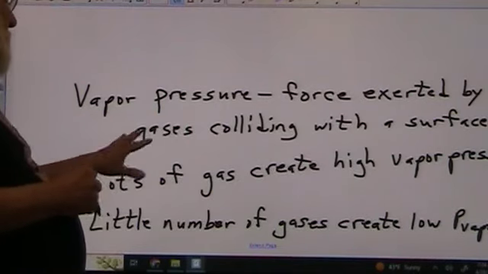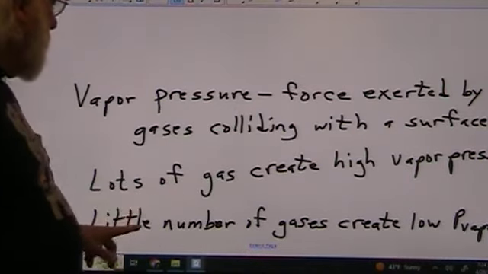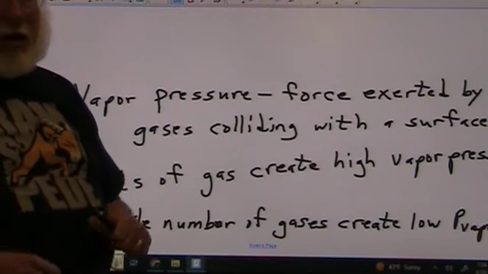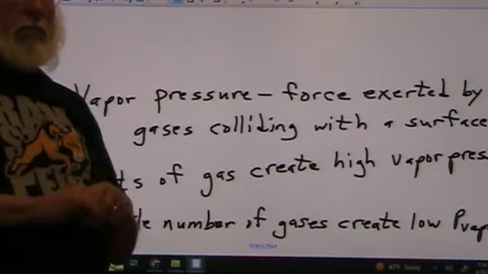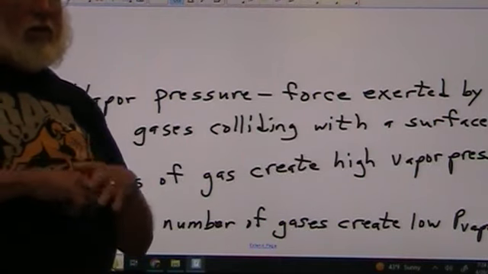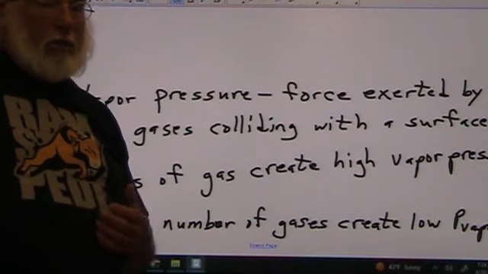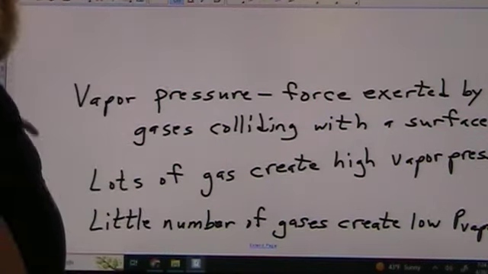So lots of gases, then, vapors, create high vapor pressure, and for the ionic compounds and a lot of really strong polar molecules, your vapor pressure is going to be very, very low. So the higher the strength of the intermolecular bond, the lower the vapor pressure. There's an inverse relationship in that respect.